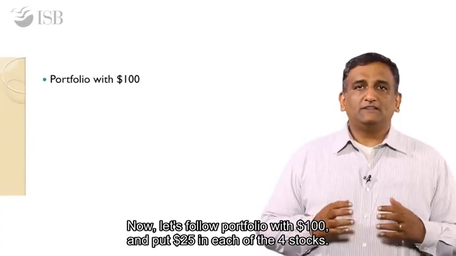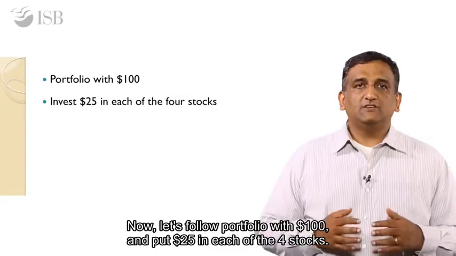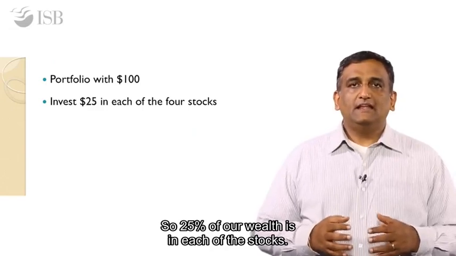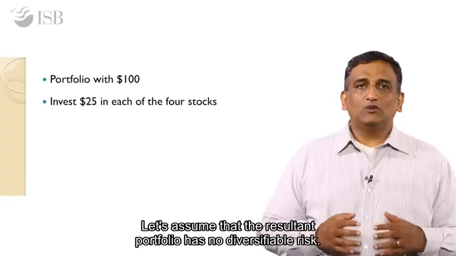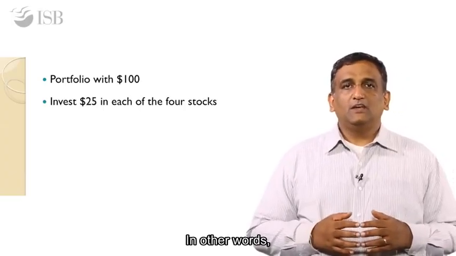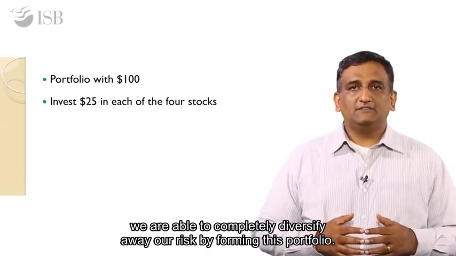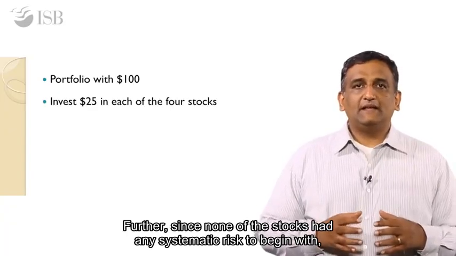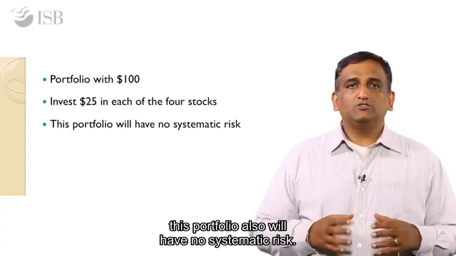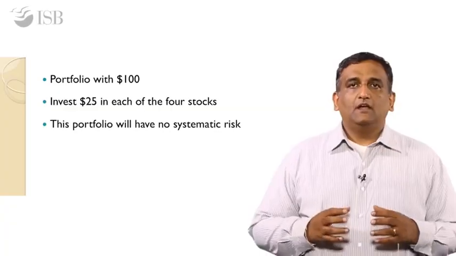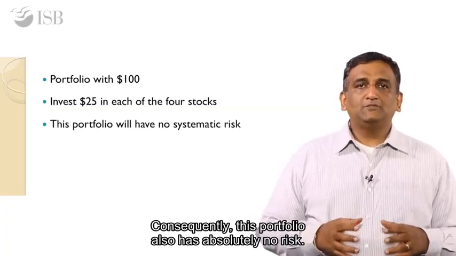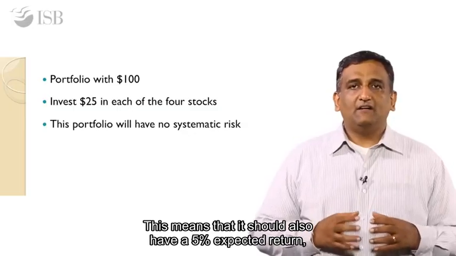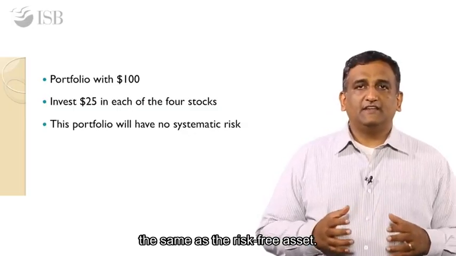Now let's form a portfolio with $100 and put $25 in each of the 4 stocks. So 25% of our wealth is in each of the stocks. Let's assume that the resultant portfolio has no diversifiable risk. In other words, we are able to completely diversify away our risk by forming this portfolio. Further, since none of the stocks had any systematic risk to begin with, this portfolio will also have no systematic risk. Consequently, this portfolio has absolutely no risk, that is, it is a risk-free asset. This means that it should also have a 5% expected return, the same as the risk-free asset.